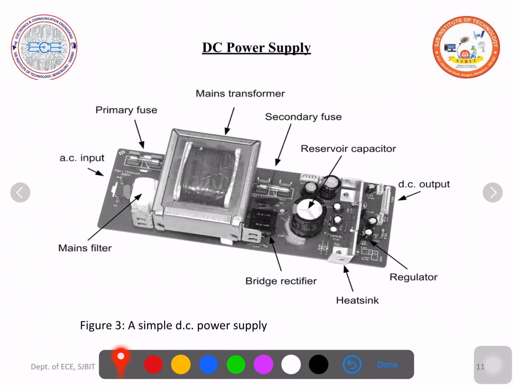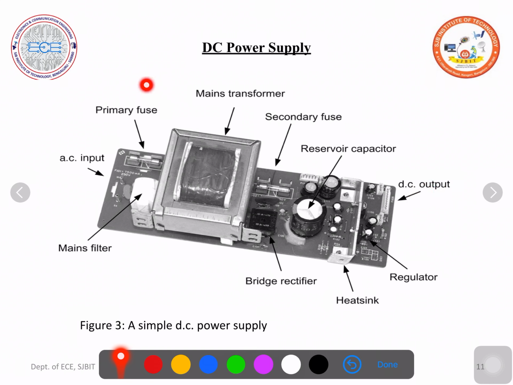So let us see a practical DC power supply diagram. This is how it looks. Here we apply the AC input 230 volts. Here is the step down transformer. Here is a bridge rectifier which converts AC to pulsated DC, and that unsmoothed DC will be smoothed by this reservoir capacitor. Then here the DC output will be taken out.